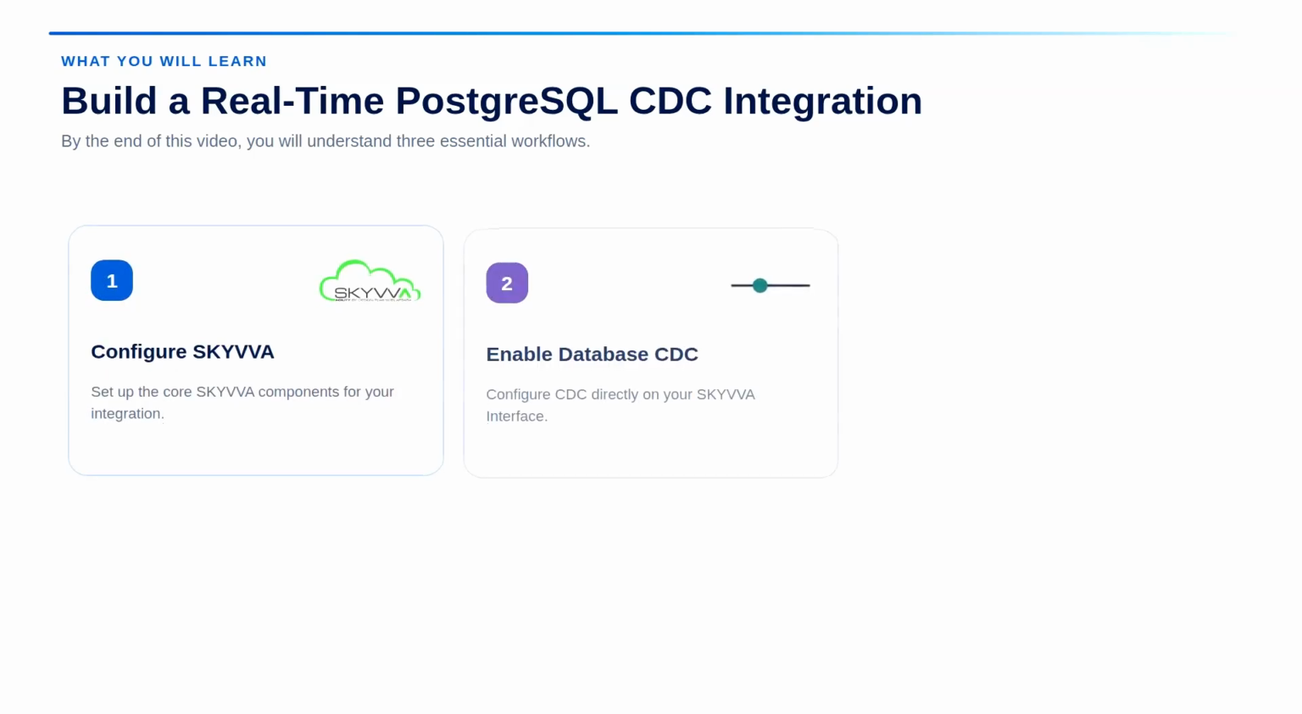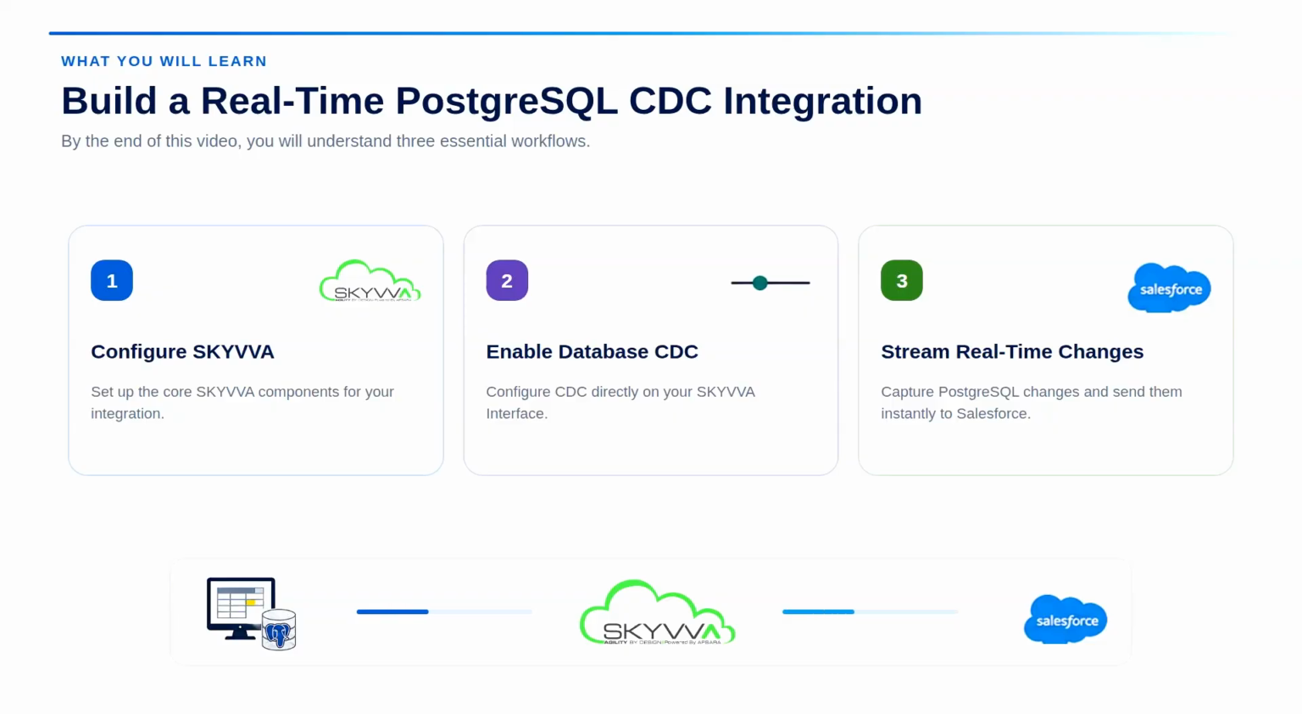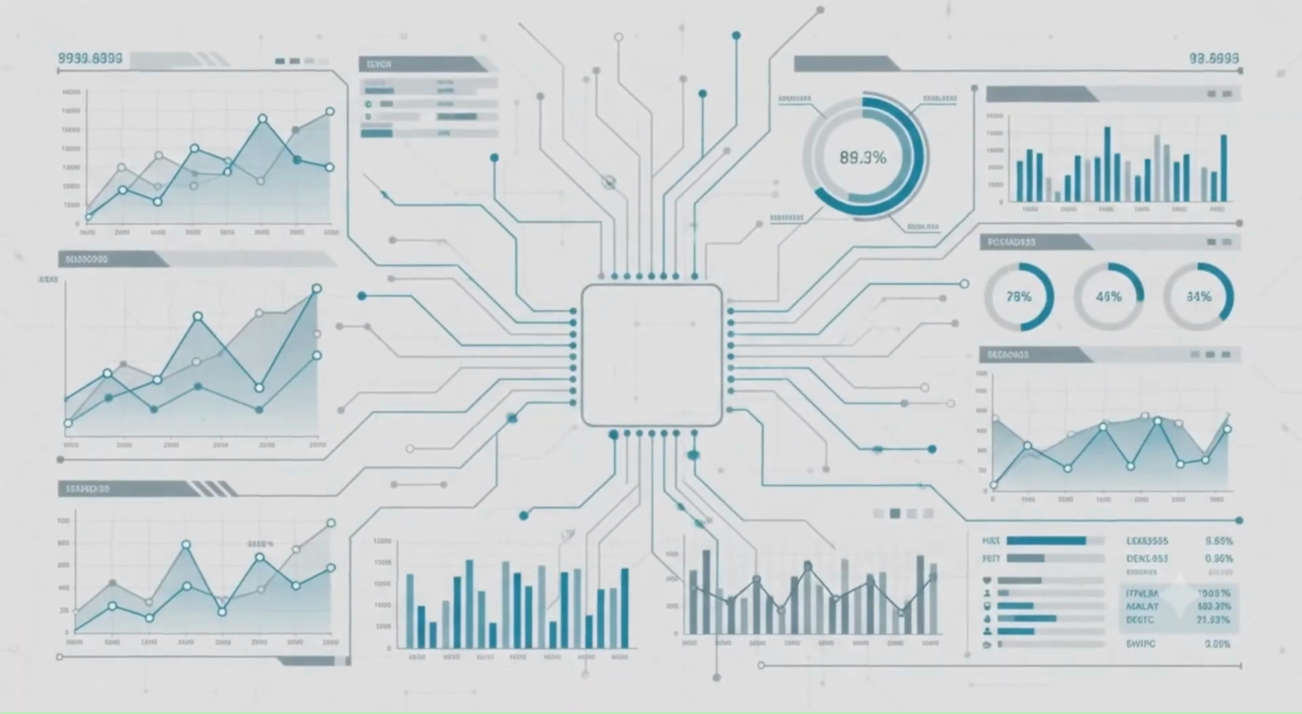What you will learn: by the end of this video, you'll understand how to configure the core SKYVVA components, enable database CDC directly on your SKYVVA interface, and capture real-time changes from PostgreSQL. You'll then stream those changes through the SKYVVA Agent and deliver them instantly to Salesforce. Now, let's start.